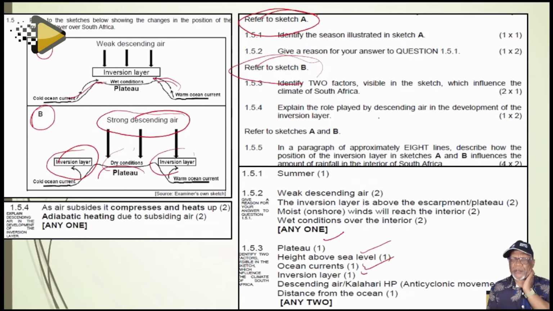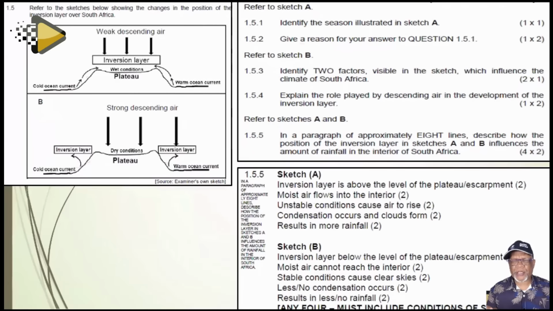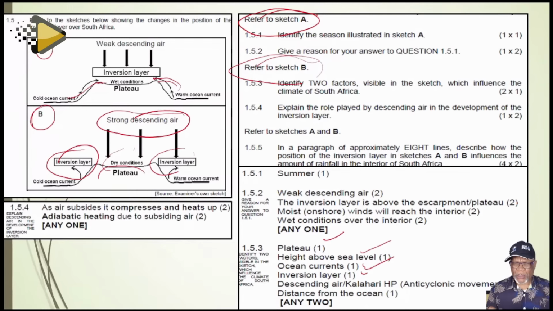Explain the role played by descending air in the development of the inversion layer. What role is played by descending air in the inversion layer? As air subsides, it compresses and heats up. This is adiabatic heating due to subsiding air. Now let's look at 1.5.5.